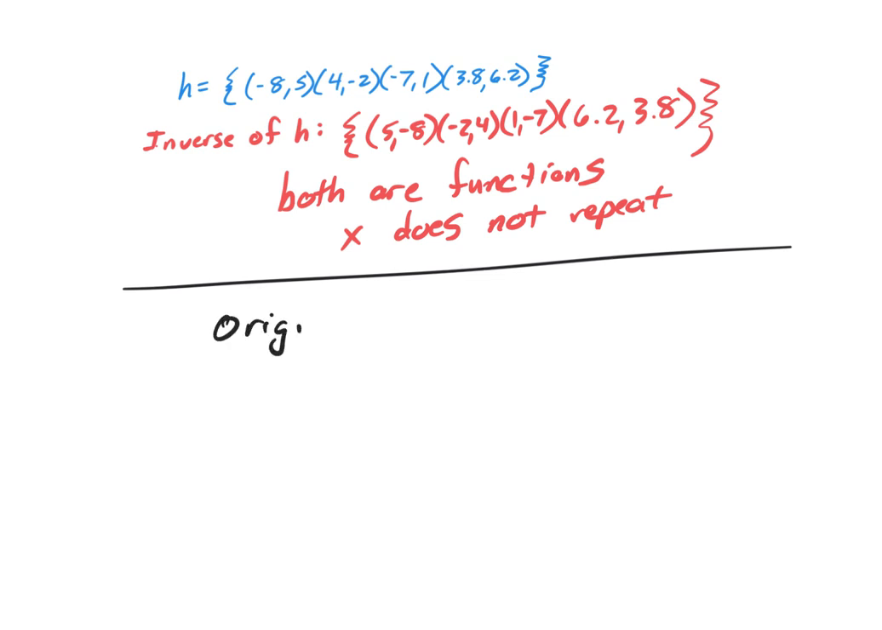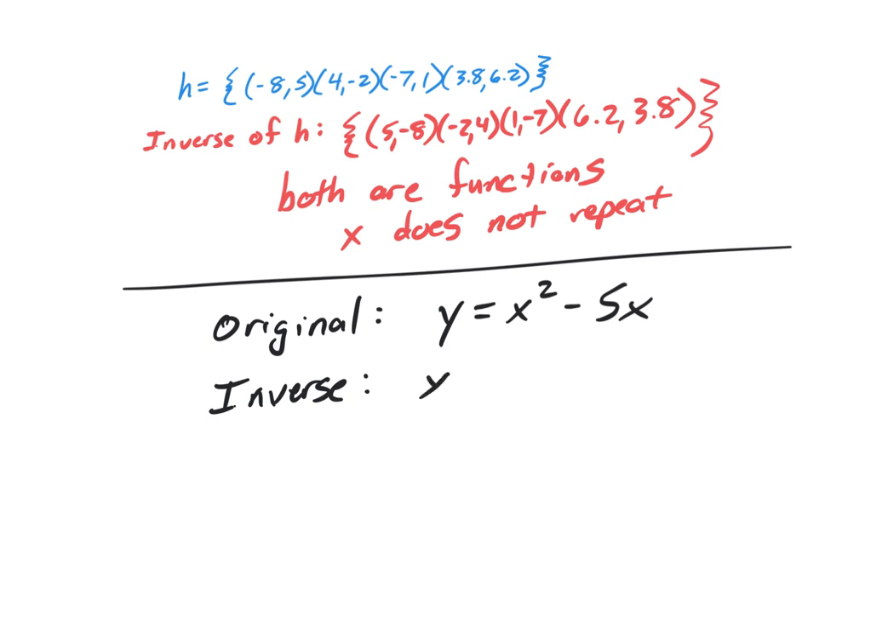If I give you an equation, y equals x squared minus 5x, and I ask you to write the inverse of this, what we talked about just a few minutes ago was all we have to do, x becomes y, y becomes x. So we're just going to interchange the two variables that we have. So when I rewrite this equation, that's all we got to do. That is my inverse equation.